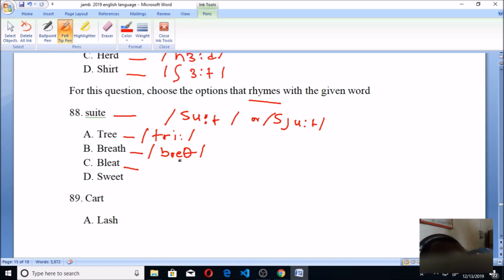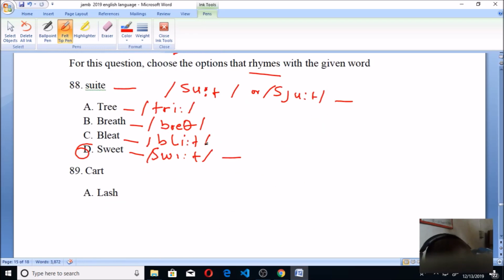So you can see I also transcribe the consonant sound, because that is going to give us a clue of how the word rhymes. Now we look at bleat, the long E sound, and finally sweet. So you can see that this word sweet and suit sound alike, and that is why the right option is D. So D is the correct answer to that.